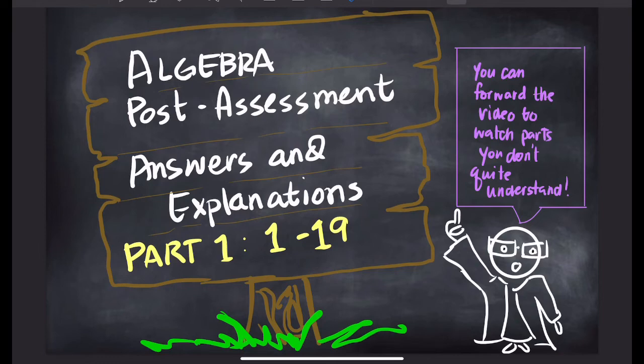So this is the answers to the algebra post assessment. Answers and explanations. Part one, for numbers 1 to 19. Now, you can forward the video to watch the parts that you didn't quite understand. You don't need to watch the whole thing. Just go forward to the things that you got wrong, okay?